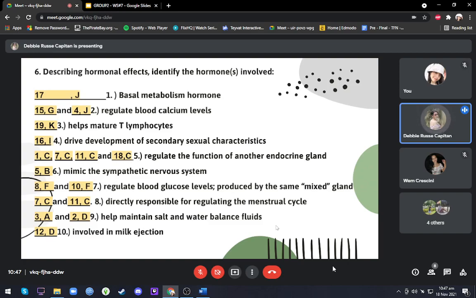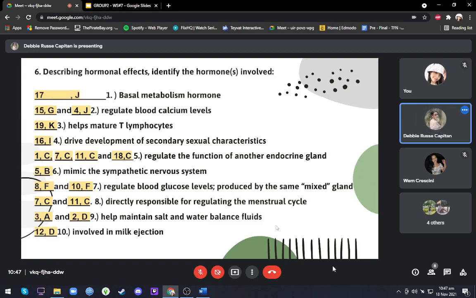Regulates blood glucose levels, produced by the same mixed gland. So 8 is the hormone glucagon, and the site of production is pancreas. And 10 is the insulin, and the site of production is the same, pancreas.